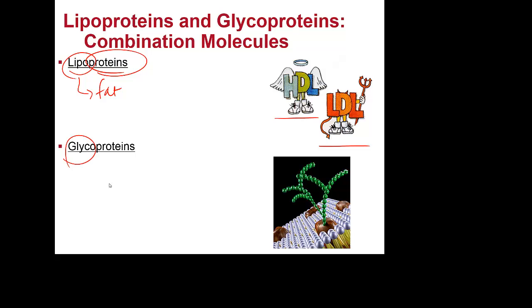What about a glycoprotein? Glyco is a carbohydrate plus a protein. We see them on the surfaces of your cells. These green chains are carbohydrates attached to this brown blob. The brown blob is a glycoprotein. It's extremely important on the surface of your cells, and we'll look into those when we get to cell structure.